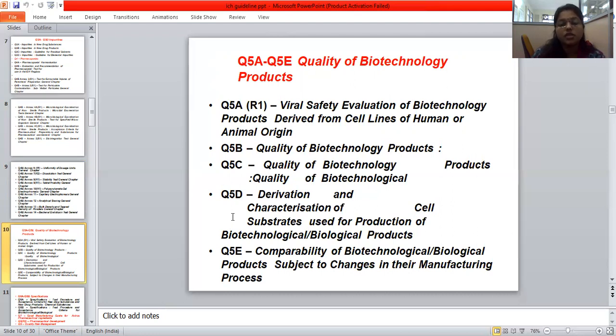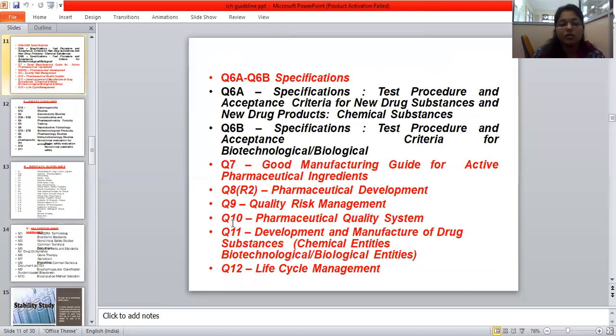Q5E guideline, which is comparability of biotechnological products subject to change in their manufacturing process. So if we need to change any of our manufacturing process, we can refer to this Q5E guideline for the biotechnological product.